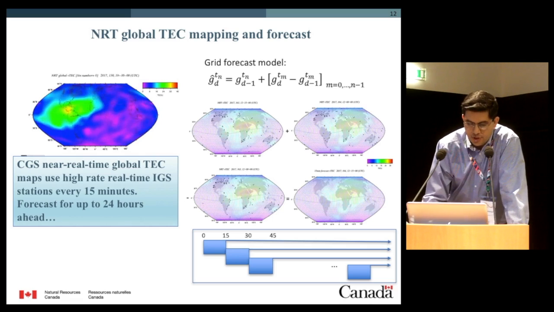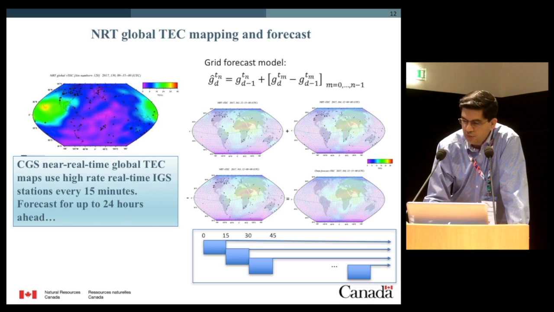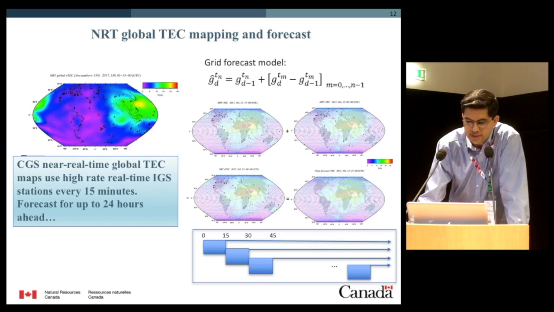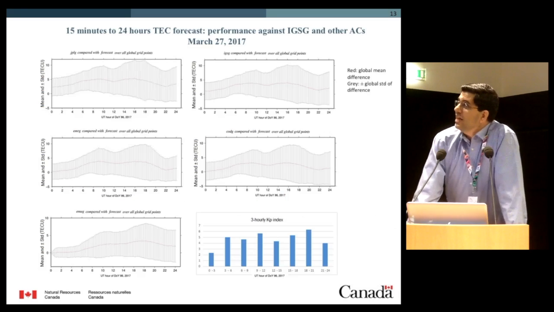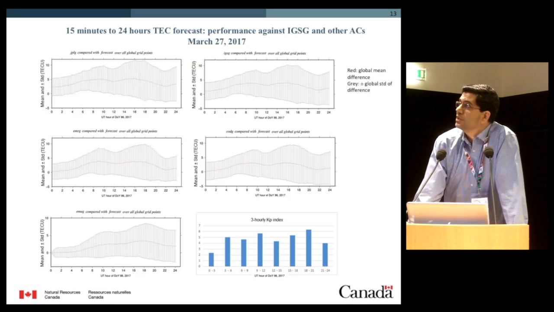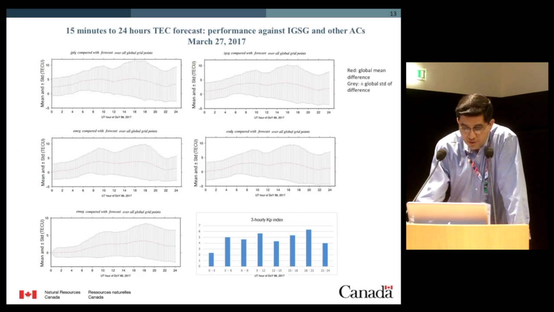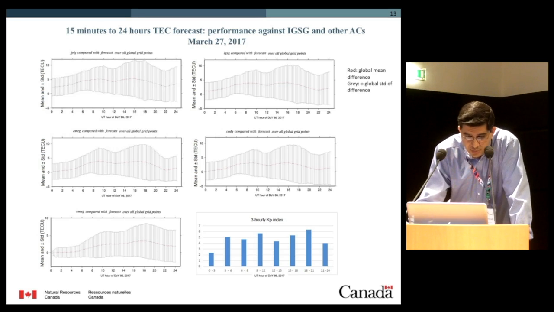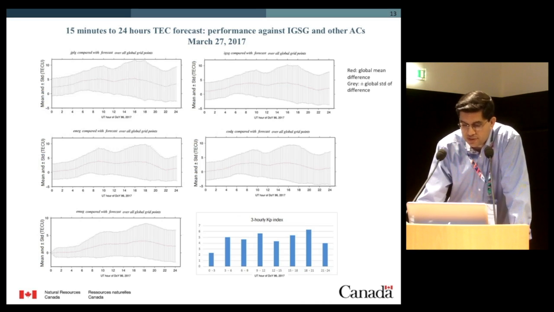And these are being forecasted from 15 minutes ahead to 24 hours ahead, and this is a quick validation. The top left is comparing this forecast from 15 minutes to 24 hours ahead with JPL. On the right is IGSG. The middle is final NRCan. The right is final CODE. And the bottom left is the near real time itself.